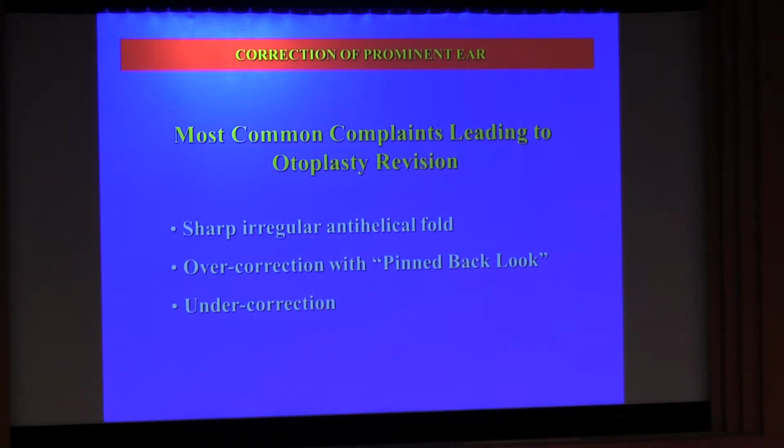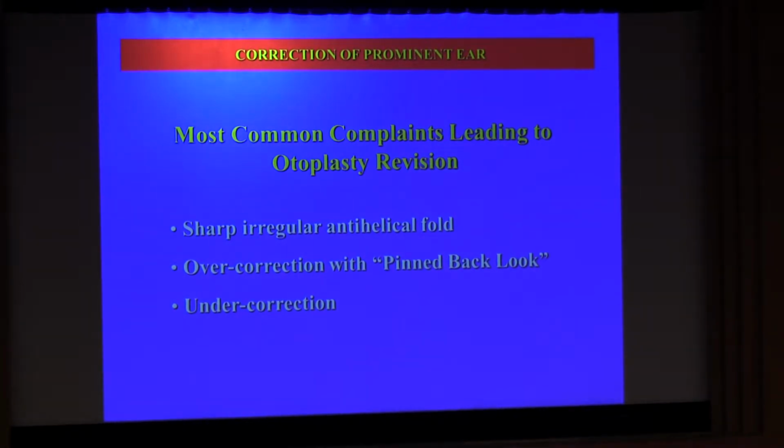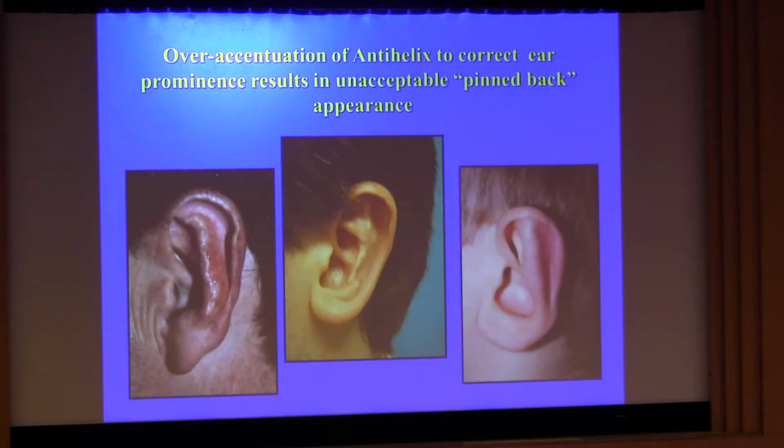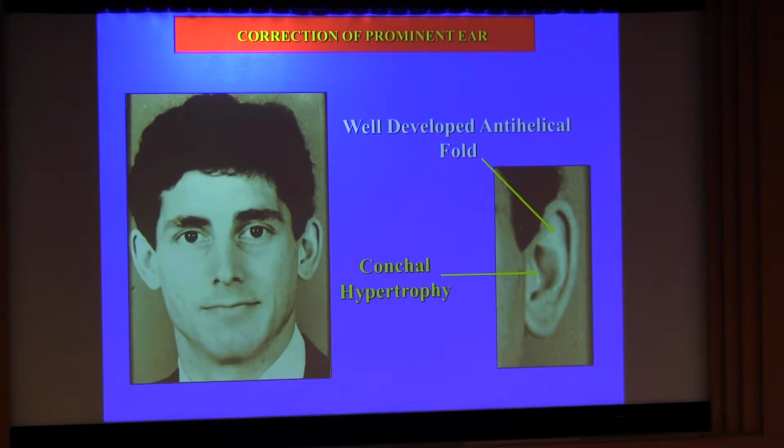Most common complaints leading to revision of otoplasty: sharp antihelical fold, overcorrection, pin back look. Undercorrection is much easier to deal with. It's fairly a failure of original assessment of the patient. And overcorrection, the antihelical fold, either through scoring or just suture placement, is often a source of patient coming for revision.